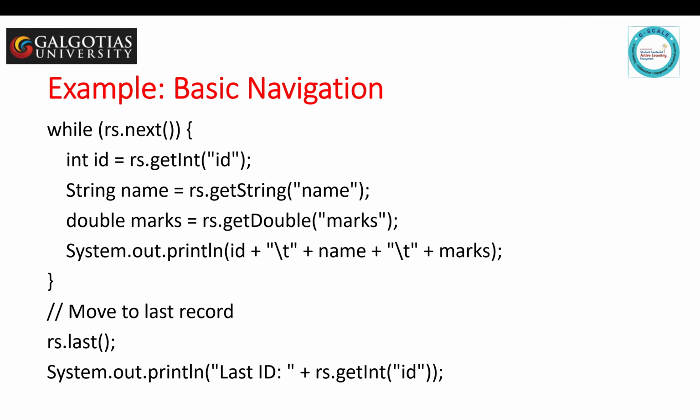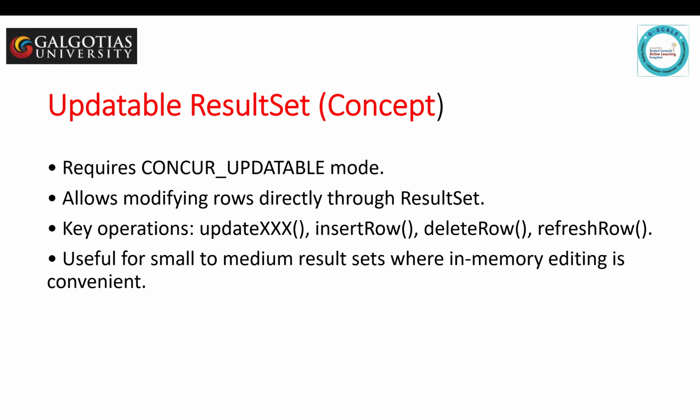This example shows how to loop through the result set using next method to print each row. Then we move to the last row using last method and print its ID. This demonstrates how to navigate and access data.